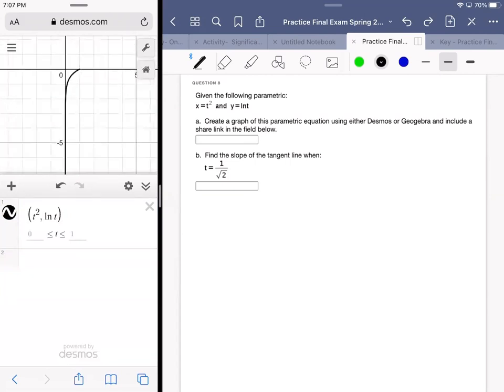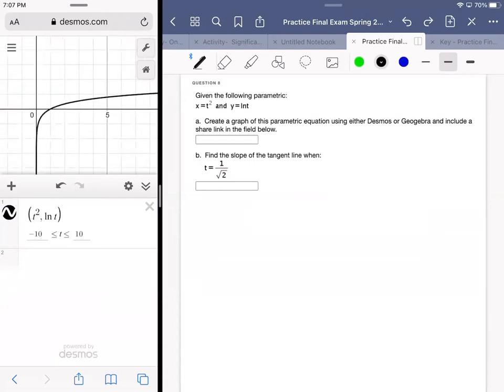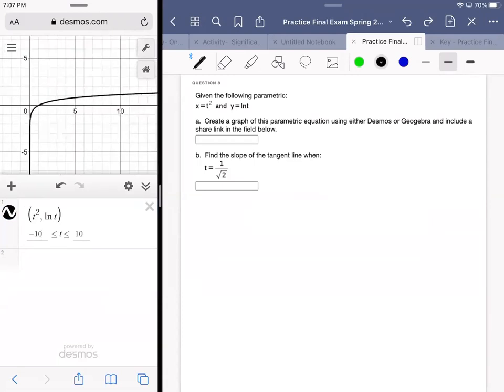Now this may or may not be enough. So 0 to 1, I don't know. How about 0 to 10? How about negative 10 to 10? Now, negatives wouldn't make sense here because you're dealing with a natural log, but you can go with whatever you want. If I put a negative 10, it's just going to disregard anything that doesn't make sense. So you're fine. Just give yourself a nice wide interval to work on. All right, but this is what we're looking at.